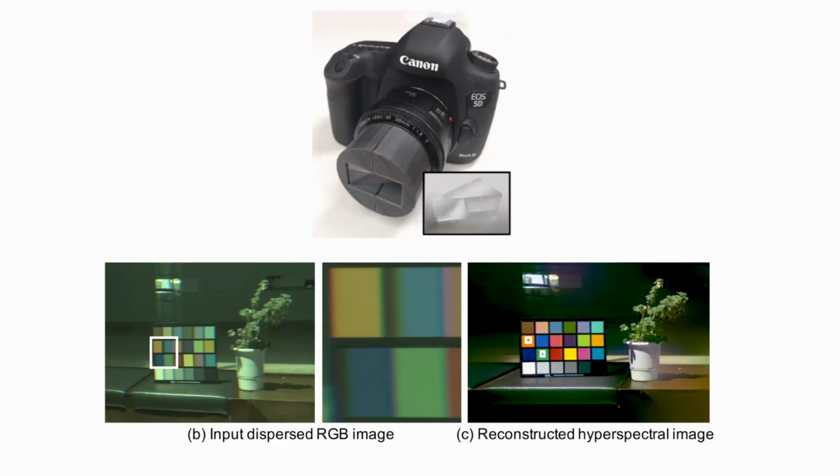The idea behind the approach is to use the dispersion from a prism mounted in front of the camera's lens to provide hyperspectral information on a scene. Using the observation that hyperspectral information is visible in dispersion at edges in the image, the reconstruction procedure consists of locating the edges in the image, then applying information about the edges to reconstruct the full hyperspectral image.